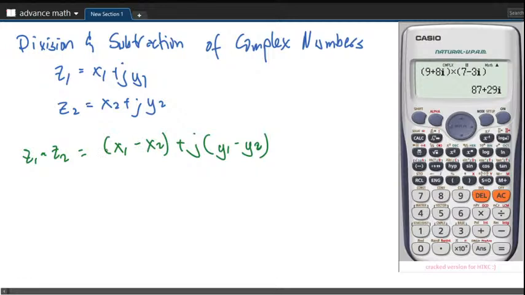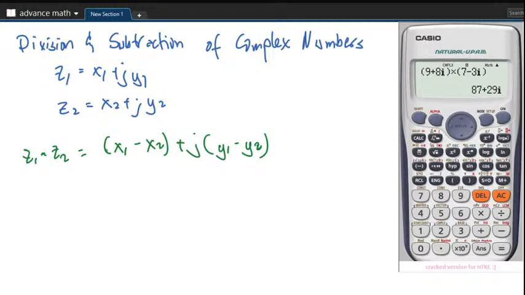So in summary, if you're going to add or subtract two complex numbers or more, you just get the sum or the difference of all the imaginary parts and the sum or the difference of all the real parts, and you will have your answer.